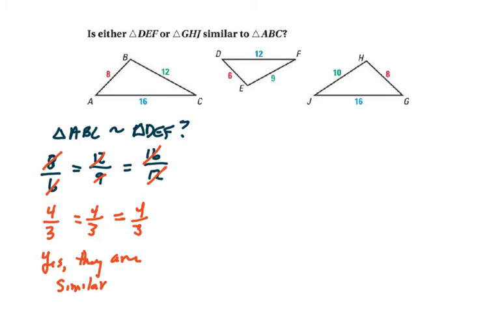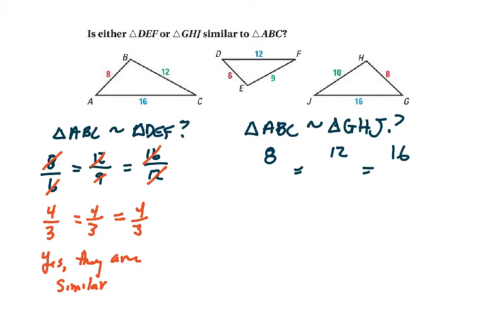Now we're going to check the same thing on, what was it, GHJ? So, we know that across the top we have 8, 12, and 16, just like the last one. 8 was AB, which matches up with GH, which is 8. BC matches up with HJ, which is 10. And we have AC matching up with GJ, which is 16.